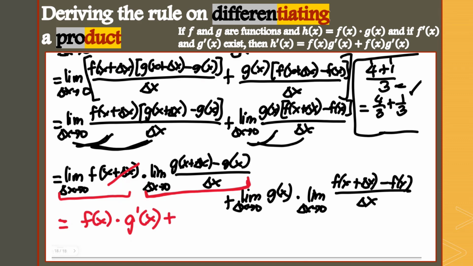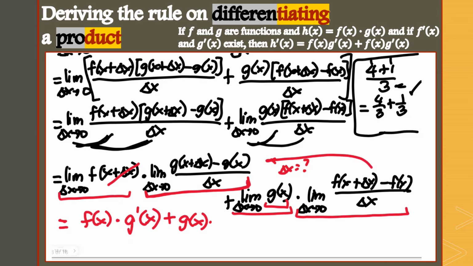Plus, how about this too? What's the limit of g of x as delta x approaches 0? Since we don't have delta x here, this is considered to be a constant. That should be the result here. Then times, what is this equivalent to? Similar to this form, only for g, this is for f of x. So this is now the equivalent after we apply limit theorems and the limit.